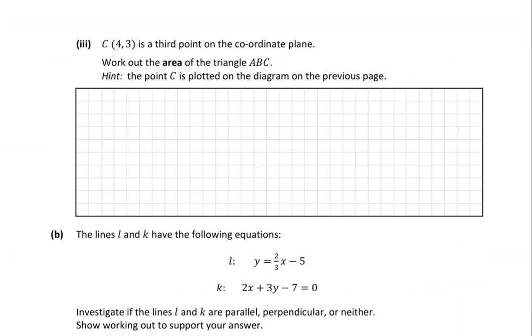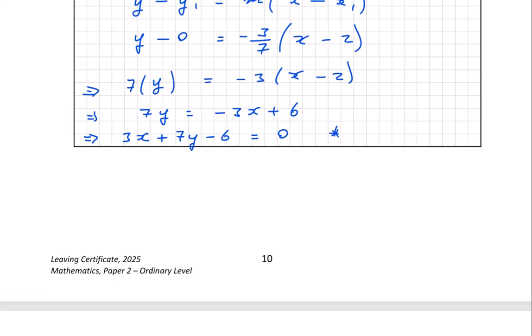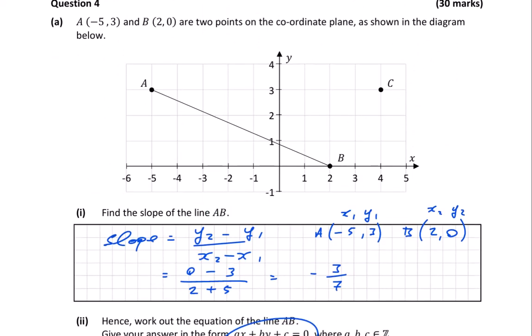Okay, part 3. C is the third point on the coordinate plane. Work out the area of the triangle ABC, and they give us a hint here. The point C is plotted on the diagram on the previous page. So let's just have a look at that triangle. We're looking at this triangle here, so over to here and then down to B.